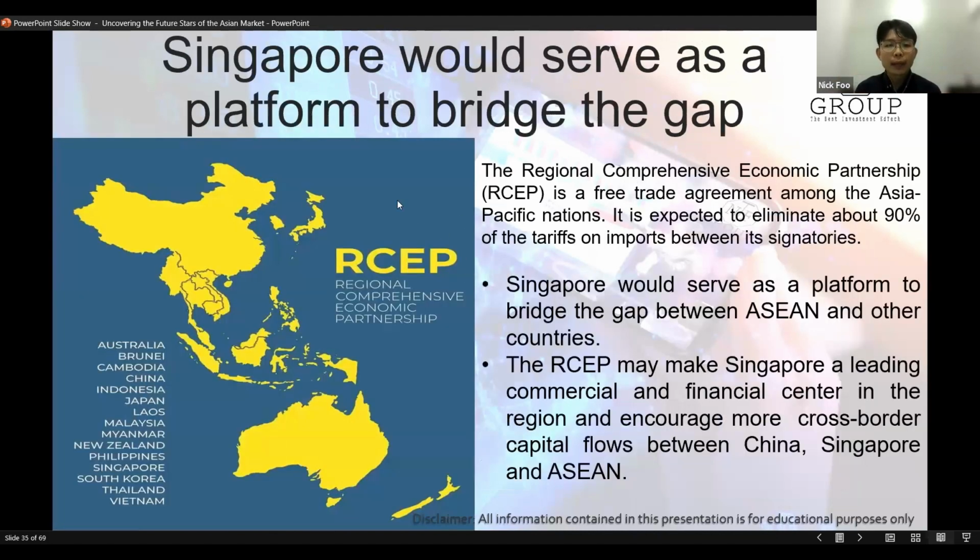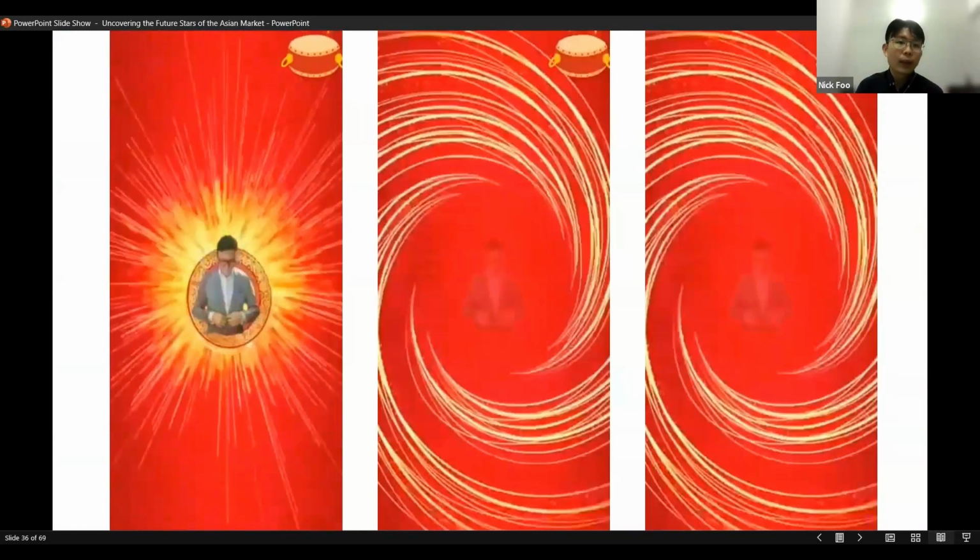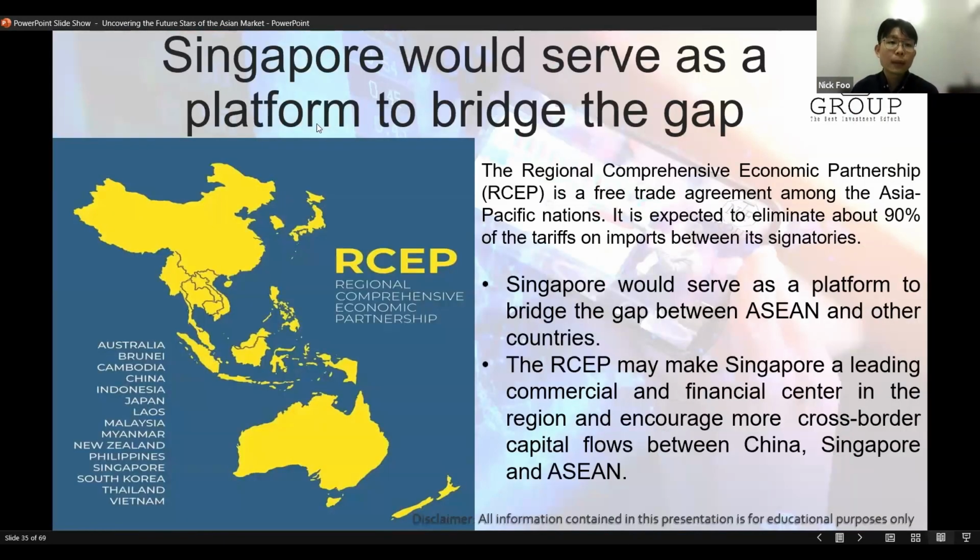And this RCEP may make Singapore a leading commercial and financial center in the region and encourage more cross-border capital flows between China, Singapore, and ASEAN. So I think Singapore will serve as a platform to bridge the gap.